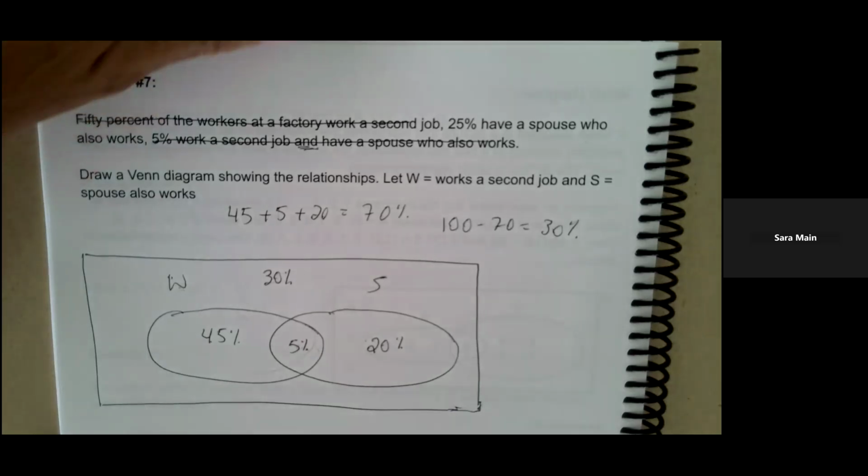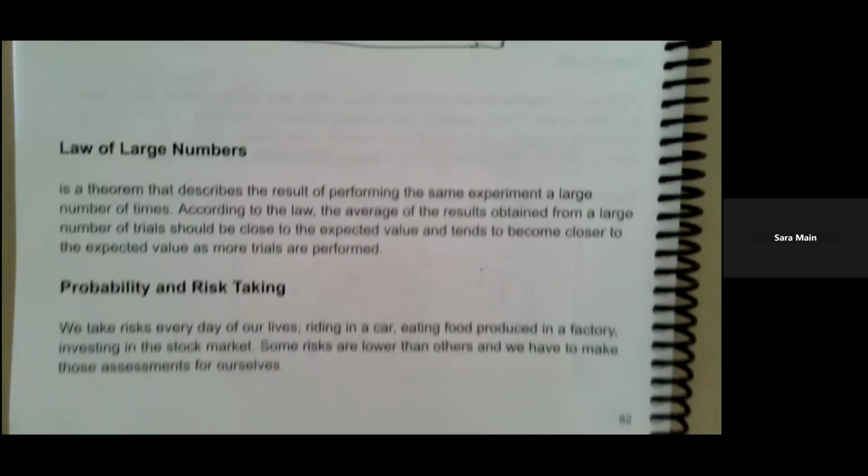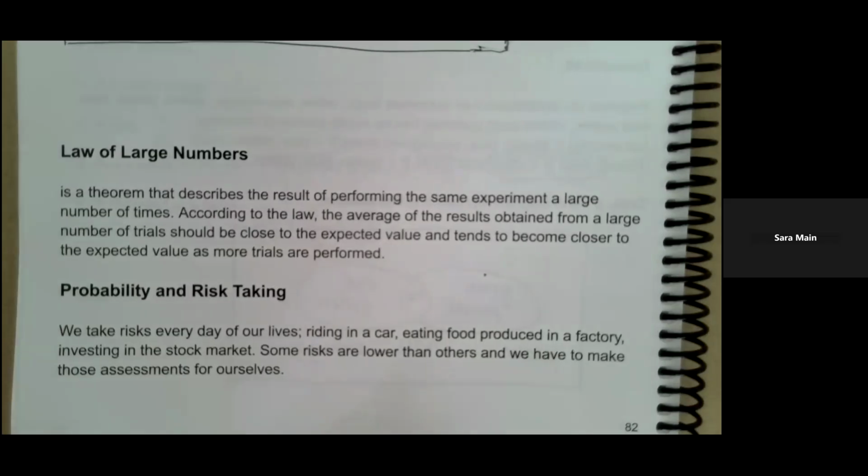So the last little bit of this lesson, we're going to just talk about law of large numbers and risk taking. So law of large numbers is a theorem that describes the result of performing the same experiment a large number of times. According to the law, the average of the results obtained from a large number of trials should be close to the expected value and tends to become closer to the expected value as more trials are performed.